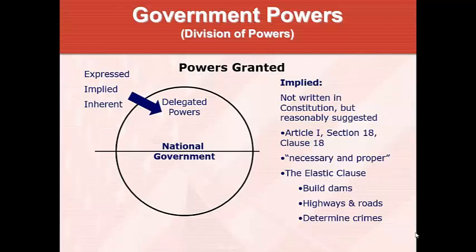In the elastic clause, it allows the national government to do things like build dams, highways, roads, and then also to determine certain crimes. Now, if you look at these specific powers, they make sense. It makes sense that these responsibilities would be given to the national government, that a highway would be their responsibility because that highway usually goes in between states. Dams will affect multiple states, things like that.